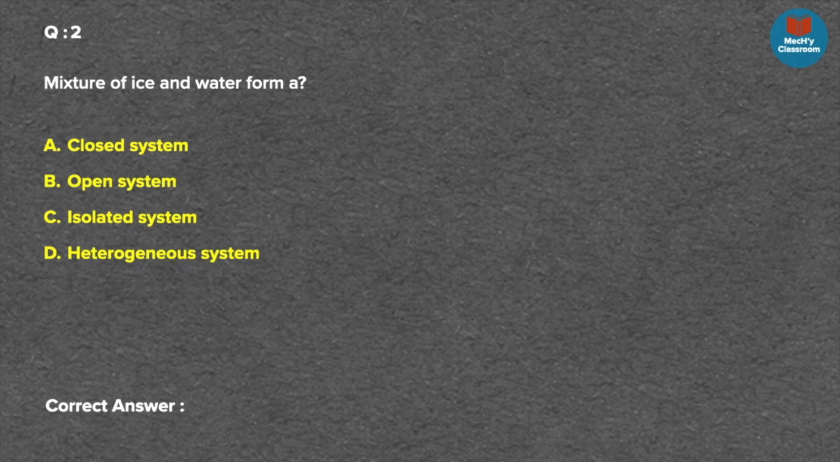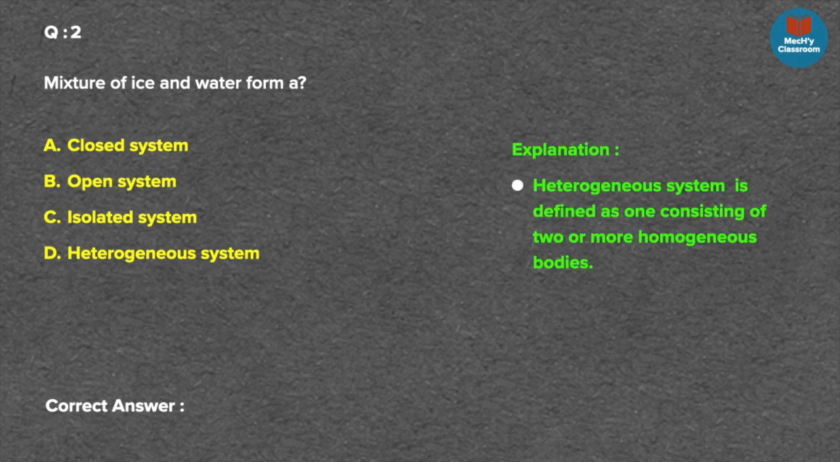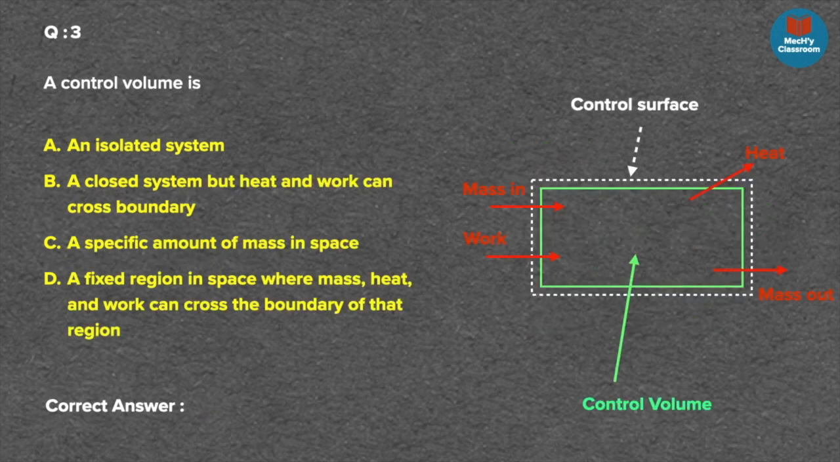Mixture of ice and water form a closed system, open system, isolated system, heterogeneous system. What is heterogeneous system? It is a combination of two or more homogeneous bodies. Here, ice and water form homogeneous bodies. The correct option is option D. Moving to the third question.